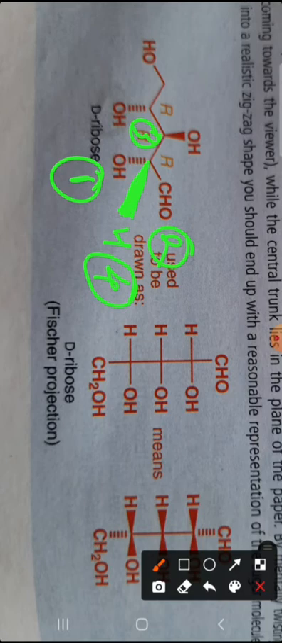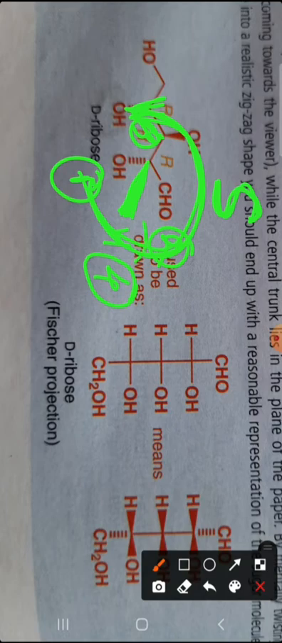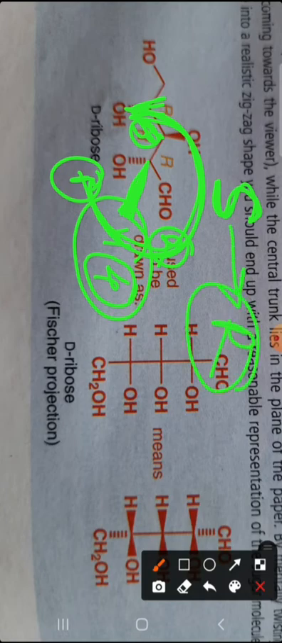So what is our actual configuration? We have to rotate 1, 2 and 3, the priority is given, and the rotation is anti-clockwise. Anti-clockwise means S. But because our fourth priority is nearer to the observer, this configuration changes to R. So like this we have to find out all the configurations of a particular carbon.